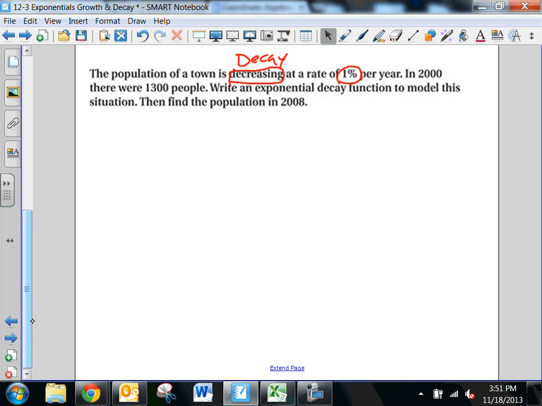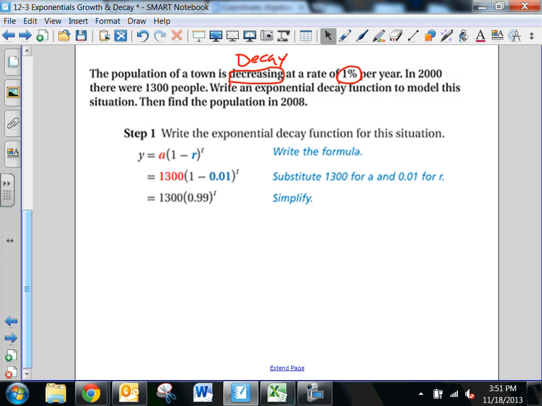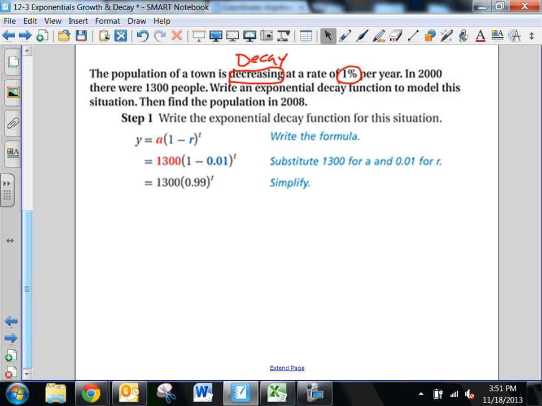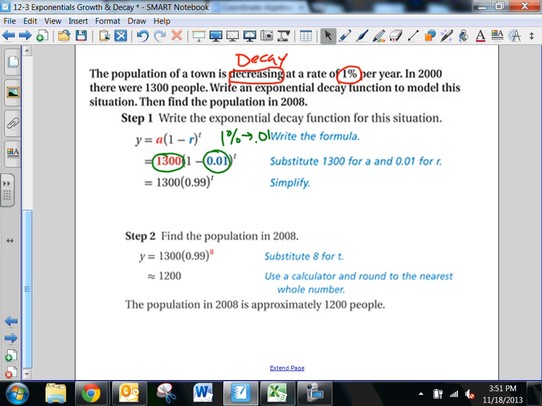So what we're going to do first is step one. We are going to input the original population, that's the first number, and this is the rate. 1% goes to 0.01. And then the next thing we're going to do is plug in step two.